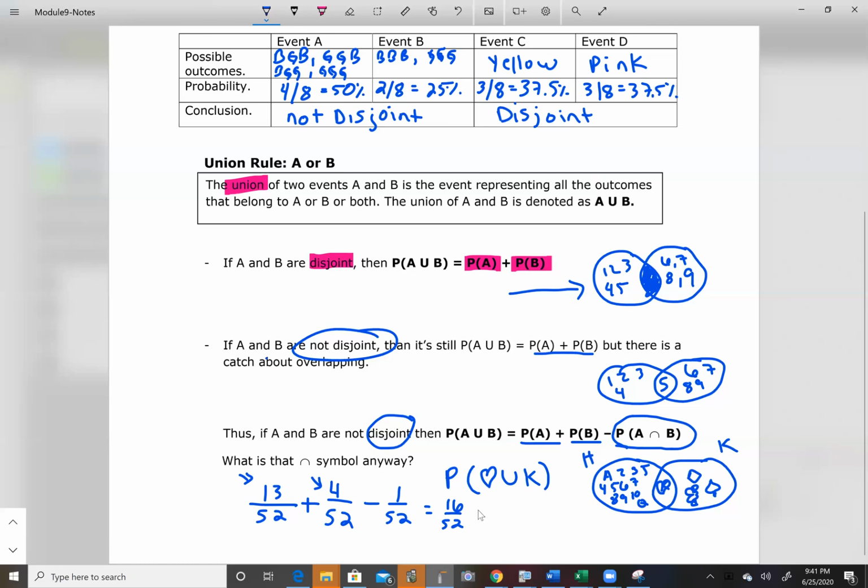Let's see if I can reduce this, which is really 8 out of 26. Is that half of 52? Which is really 4 out of, what's half of 26? 13. 13, and from there you could do the math, whatever percent that is. 4 divided by 13.